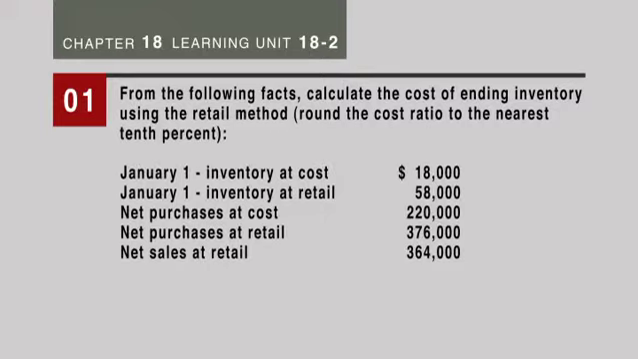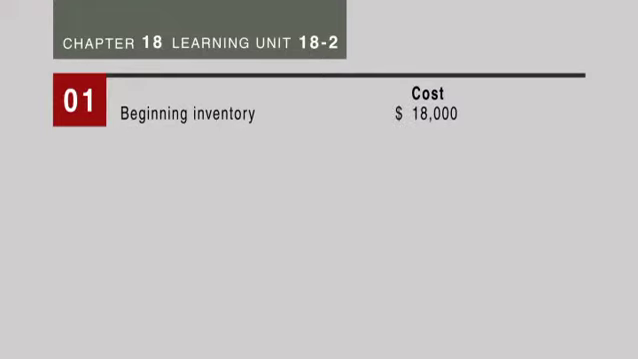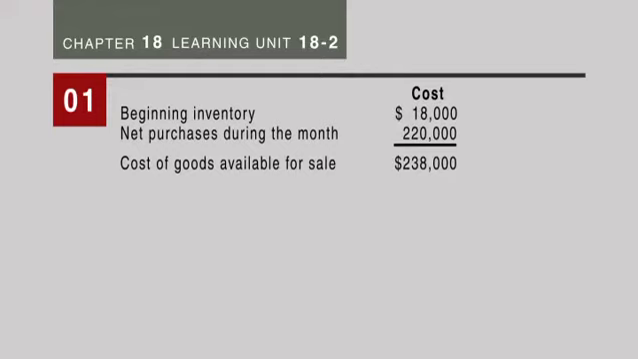So if we first calculate our cost, we have beginning inventory of $18,000 at cost, net purchases during the month of $220,000 for a total of $238,000 cost of goods available for sale at cost. If we look at retail, the beginning inventory is $58,000. Net purchases during the month are $376,000 for a total retail valuation of $434,000.